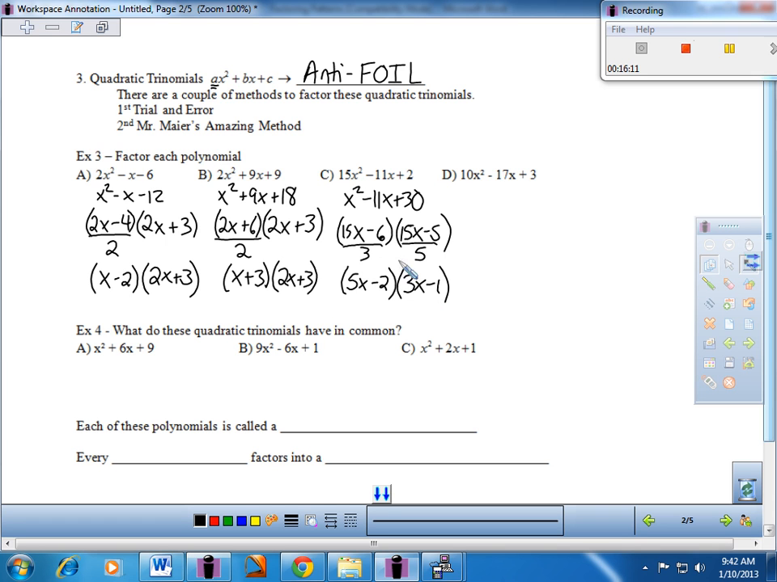And remember, everybody, there's only one way to figure out if you got it right: FOIL that out. If you get that original, you got it.